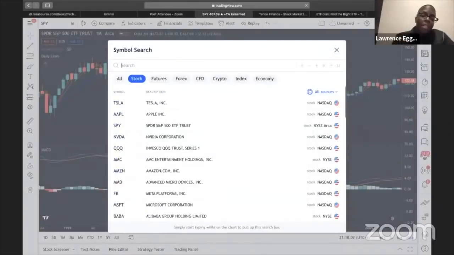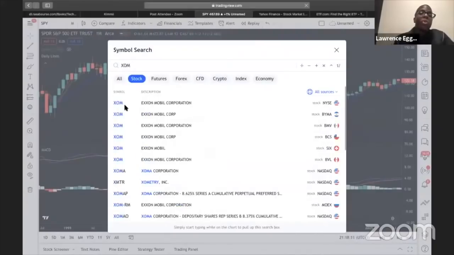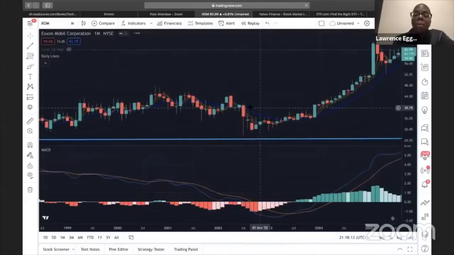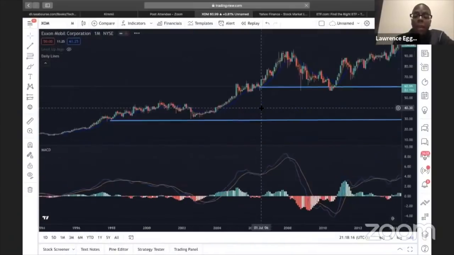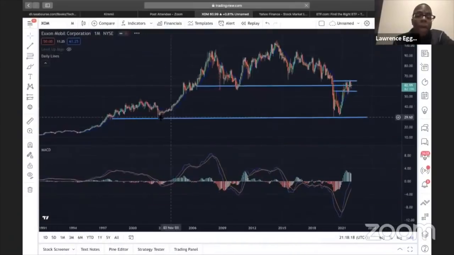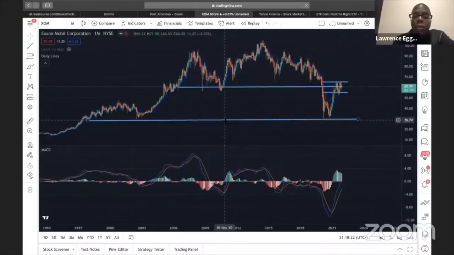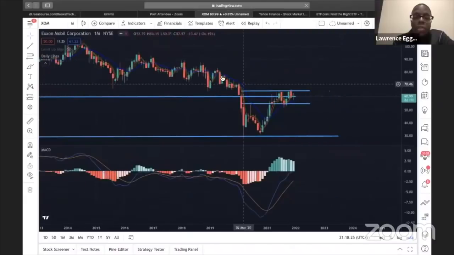Now I'm gonna blow your mind with this next one. Levels that matter today could potentially matter in the future. And I'm gonna show you what exactly ExxonMobil did when the pandemic came. ExxonMobil, all it did was come back down to a 2002 support level. We saw the stock broke below its 200-day, and we saw consistent lower lows and lower highs, and we moved down.